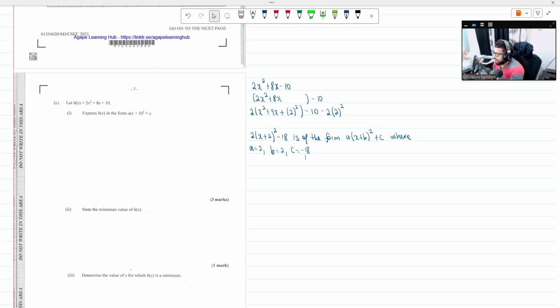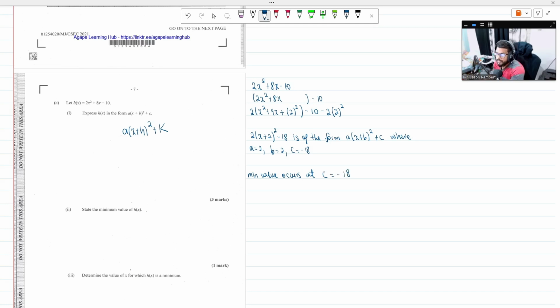Now let's say what the minimum value of h of x is. So the minimum value occurs at... Now, what I'm going to do, I'm going to write down what we're usually accustomed to seeing, right? a into x plus h squared plus k. So the minimum value occurs at k. In this case, k is the same thing as c. So the minimum value is c, which is equal to minus 18.